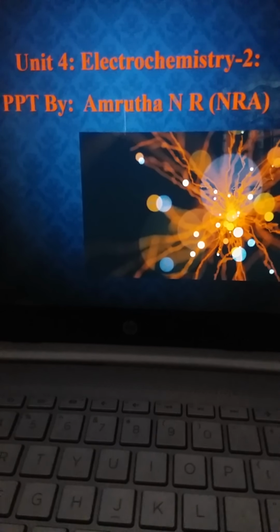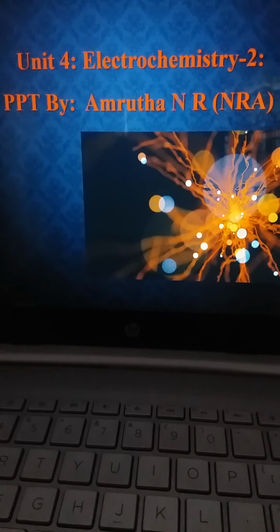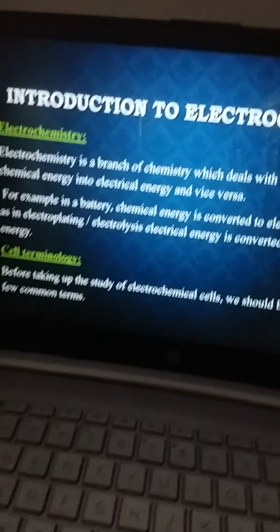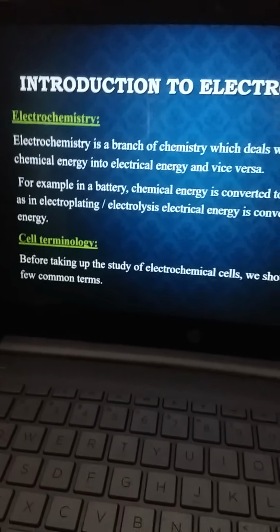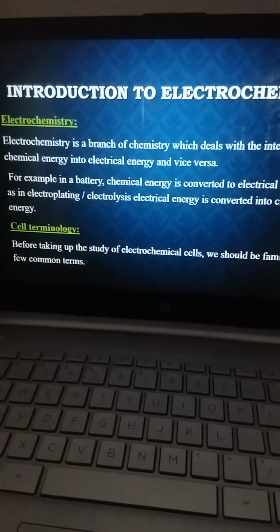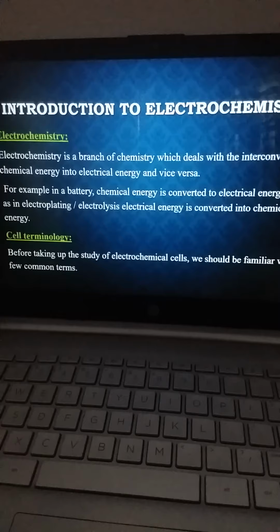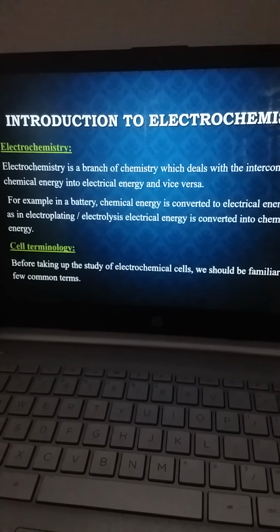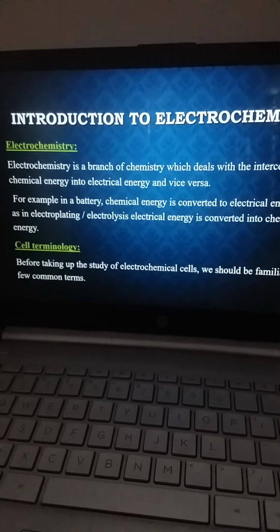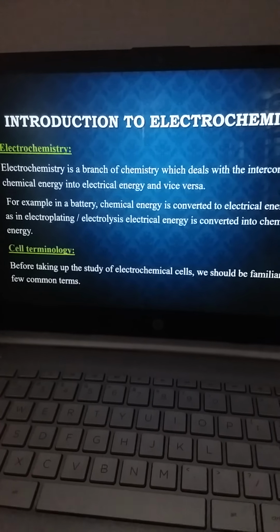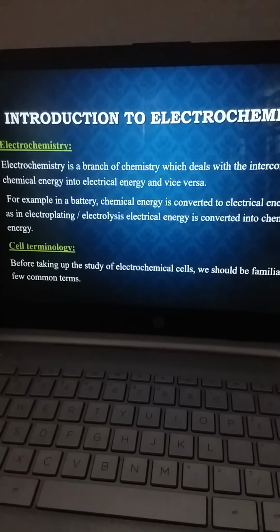Today in this video, we are going to discuss unit 4, that is electrochemistry. First we will define electrochemistry. Electrochemistry is a branch of chemistry which deals with the interconversion of chemical energy into electrical energy or electrical energy into chemical energy. This is the definition of electrochemistry.